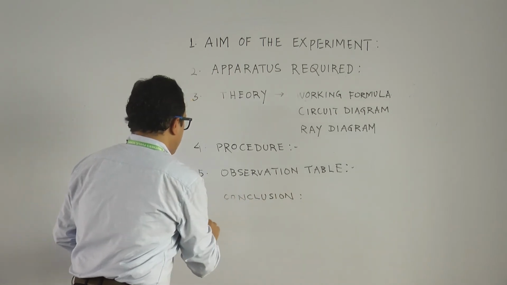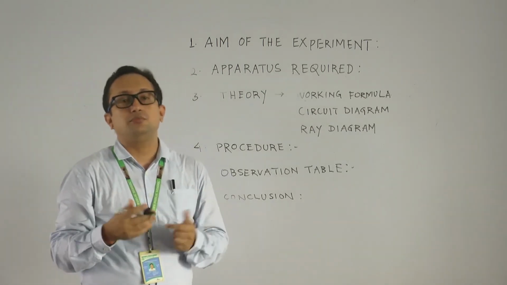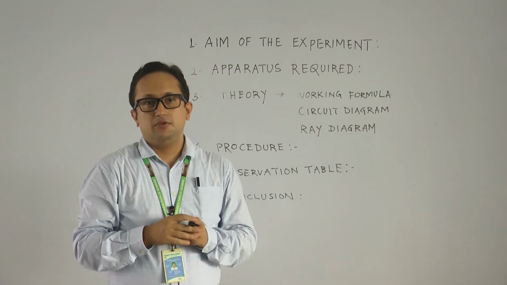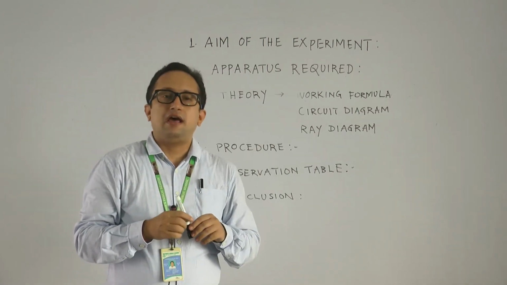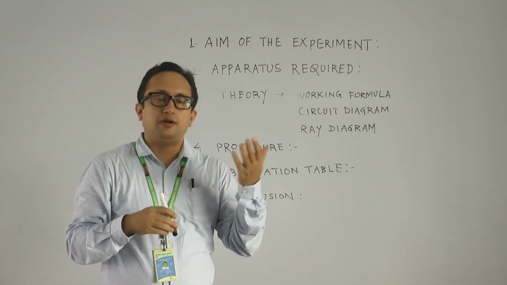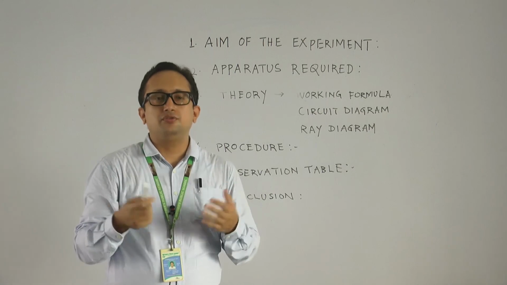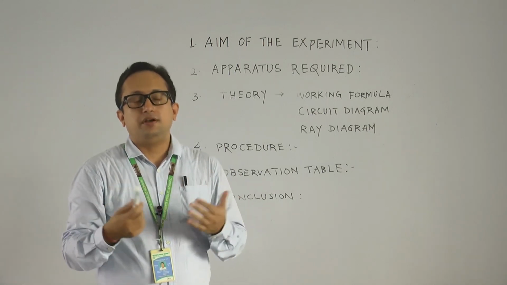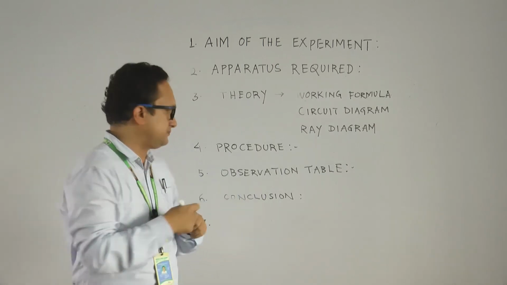And finally, you need to understand what could be the possible sources of errors, because every experiment, whether you like it or not, can have some errors. Maybe some systematic errors, some random errors. So a person who is a good experimenter should always keep account of the possible errors.